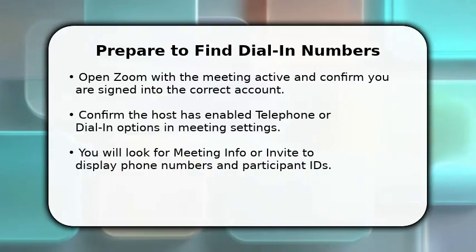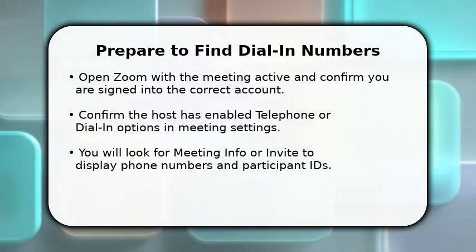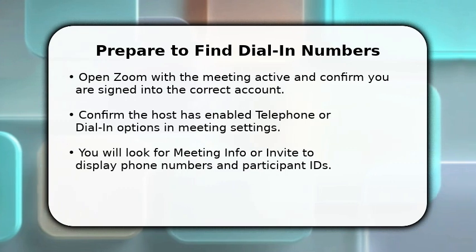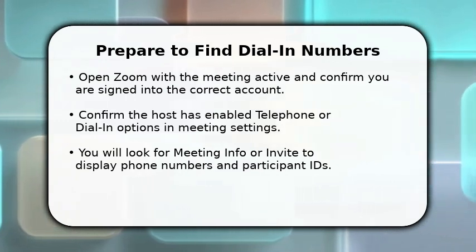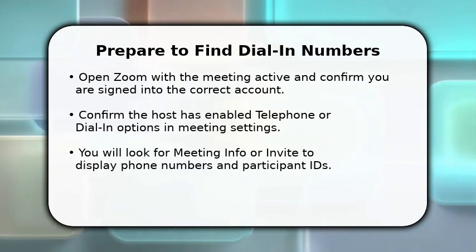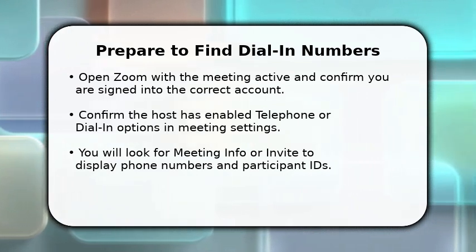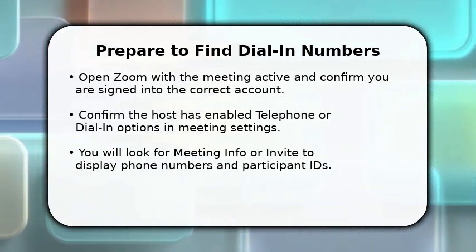Open Zoom with the meeting active and confirm you are signed into the correct account. Stay in the meeting window and do not leave or join again. Check that the host enabled telephone or dial-in options in the meeting settings before proceeding. If you do not see telephone options, then ask the host to verify audio settings.